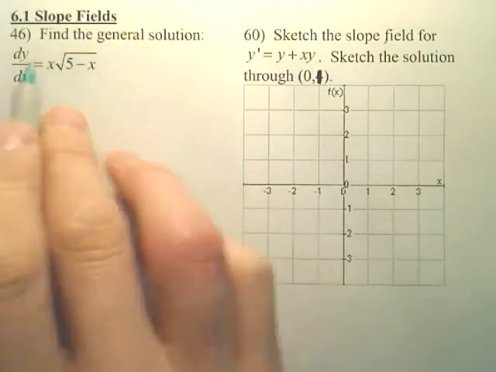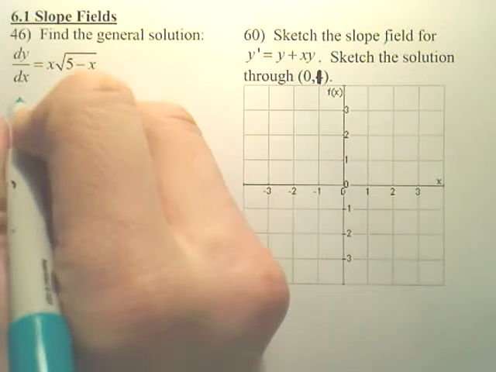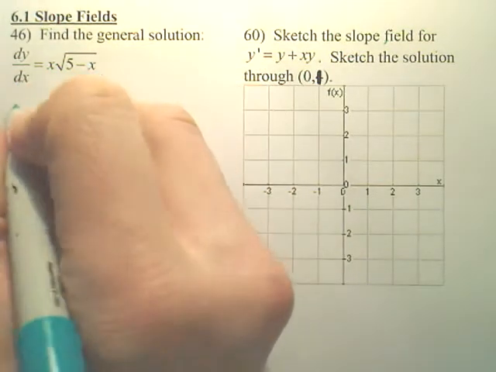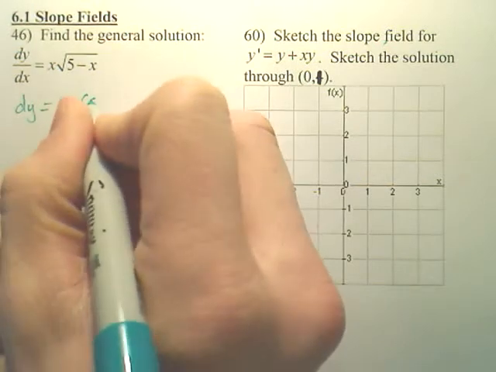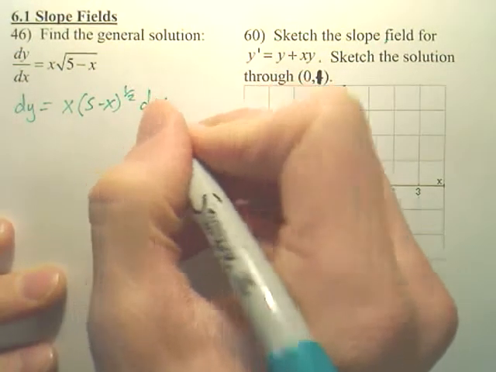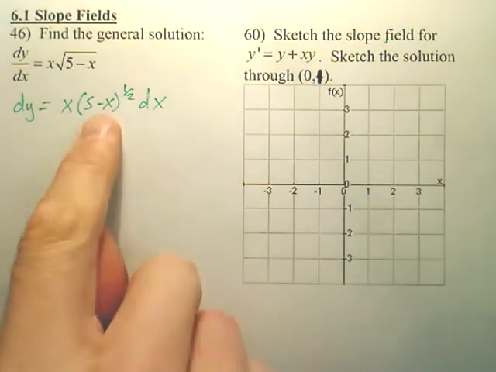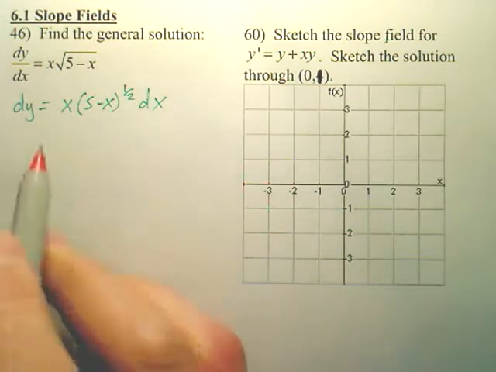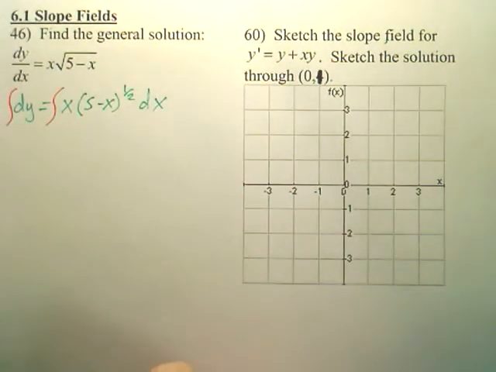If I want to find the general solution, I want to find the equation that gave you this derivative. In order to do that, you first have to multiply dx over. So you get dy equals x times (5 minus x) to the 1/2 dx. It's easier to make it half powers and square roots. And the reason we moved it over is that now we integrate both sides.